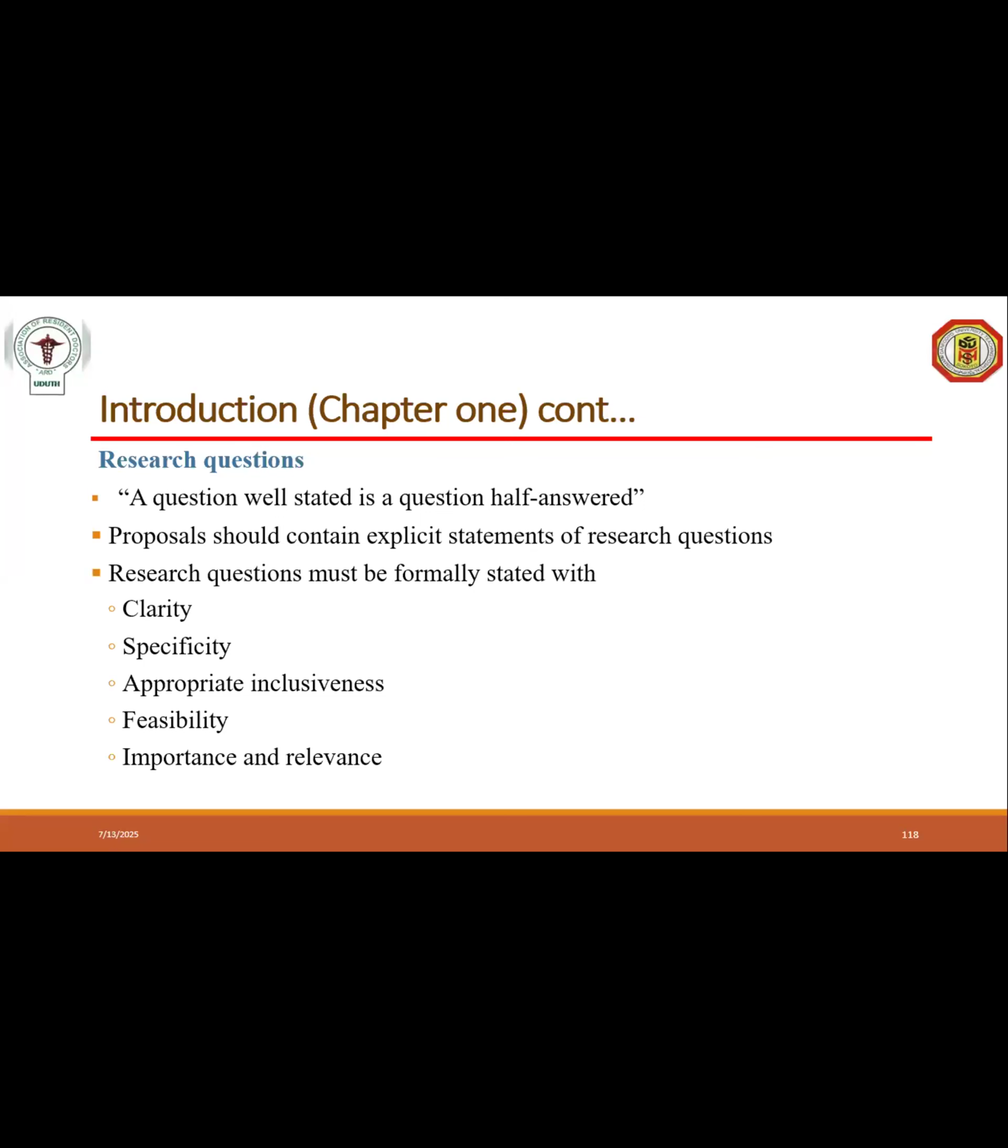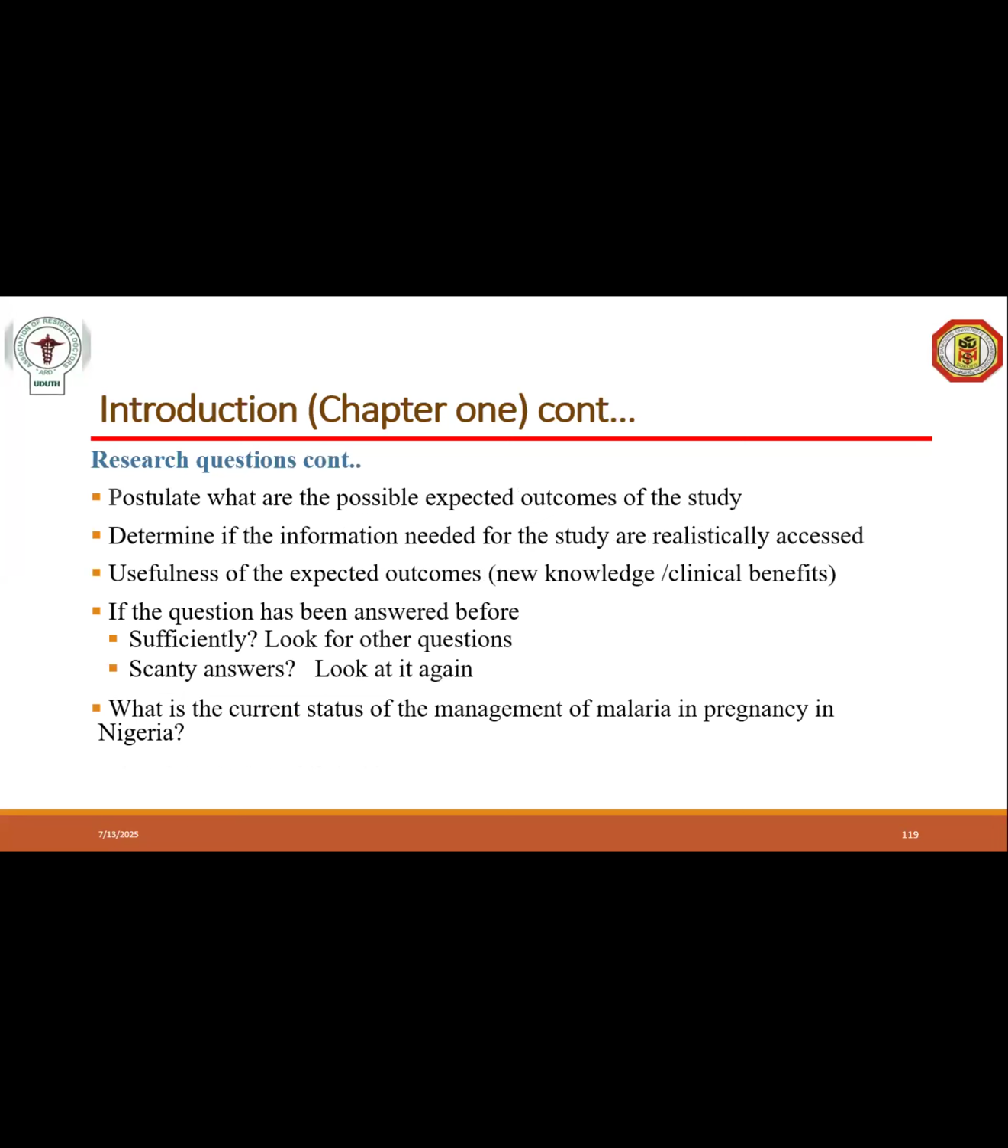So a proposal should contain explicit statement of research questions. Then research question must be formally stated with clarity, specificity, appropriate inclusiveness, feasibility, and then importance and relevance. You postulate what are the possible expected outcomes of the study in your research question. Determine if the information needed for the study are realistically assessed. Then the usefulness of the expected outcomes.